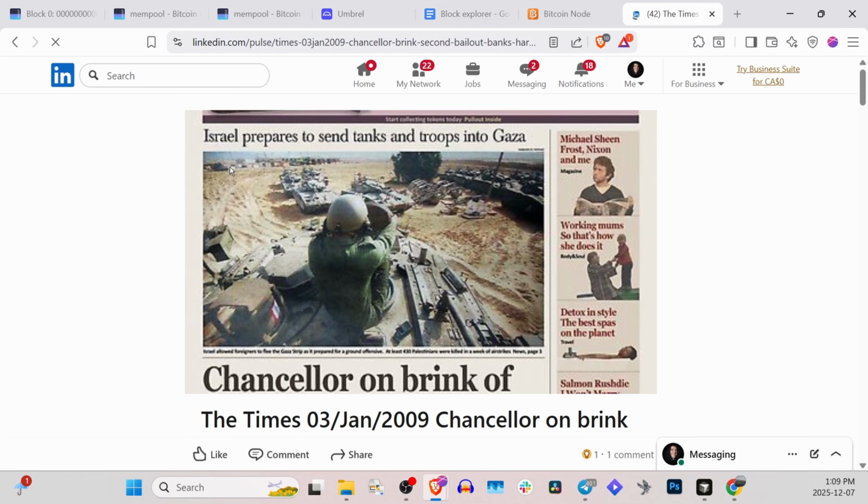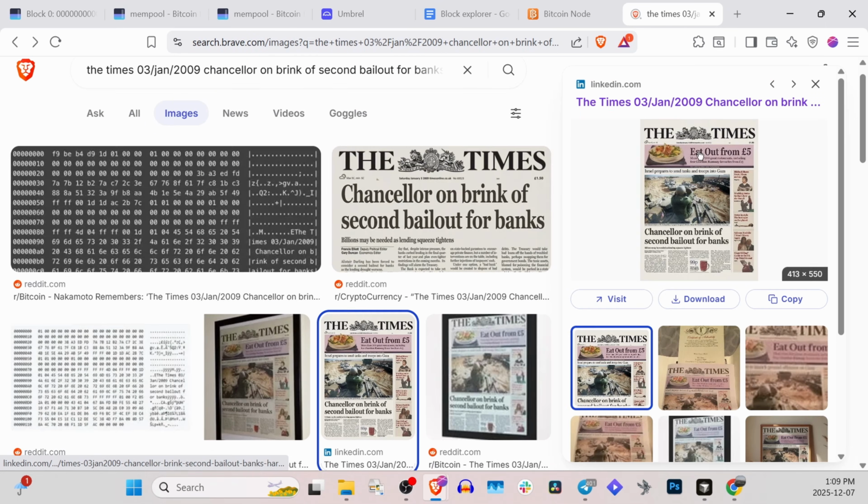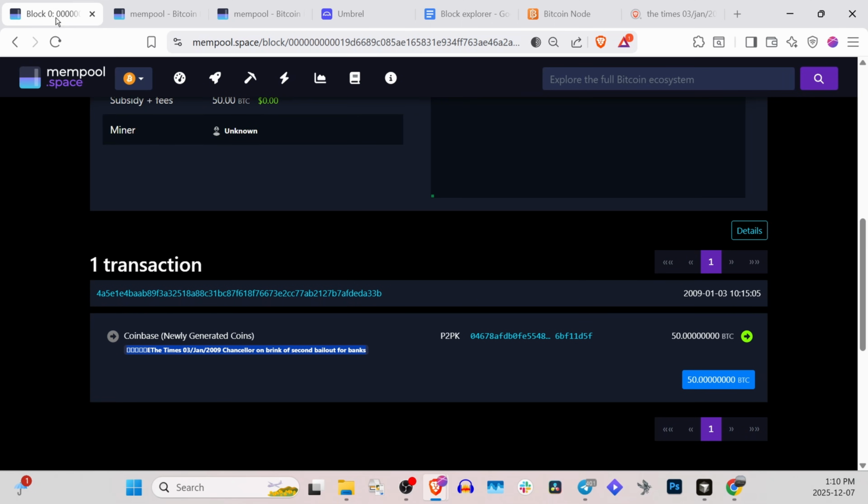So this is a picture of the front page. It also has an interesting piece there: Israel prepares to send tanks and troops into Gaza. This was 17 years ago. We're still seeing relatively similar things there. There's also 'eat out for £5', which is probably very hard to do at this point. 99 pence for a beer. Very, very interesting information. Just happenstance that Satoshi picked the perfect paper, in my mind, for this information in this Coinbase here.